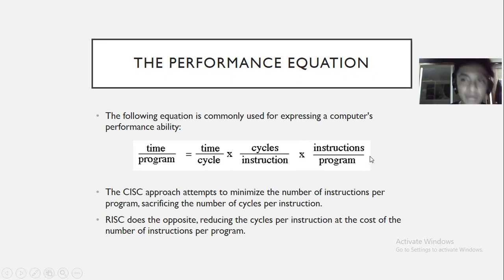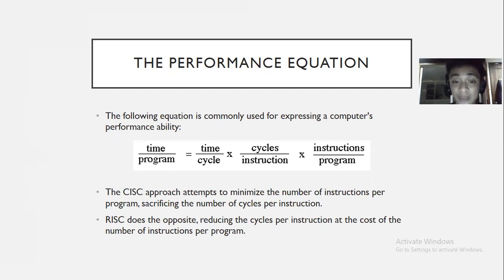Why do we need to tackle this? Because the CISC and RISC approaches the performance equation in different ways, all in favor of doing what's best to achieve utmost efficiency for a computer. The CISC approach attempts to minimize the number of instructions per program.